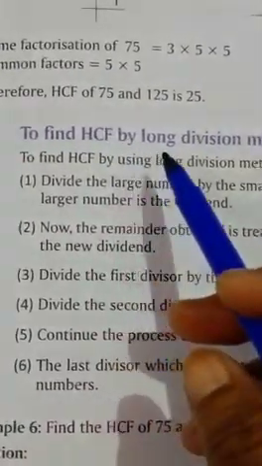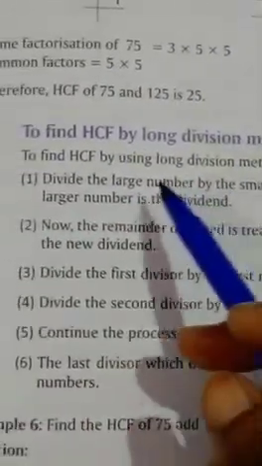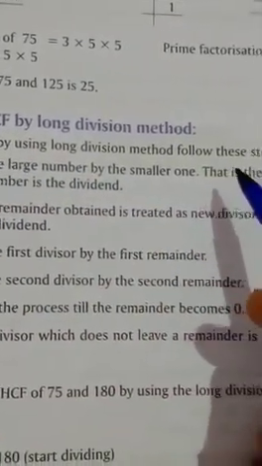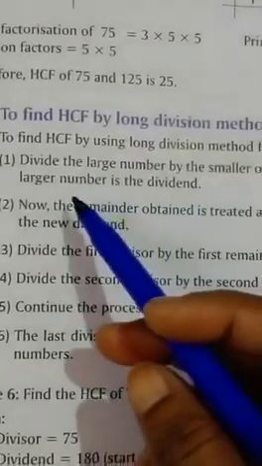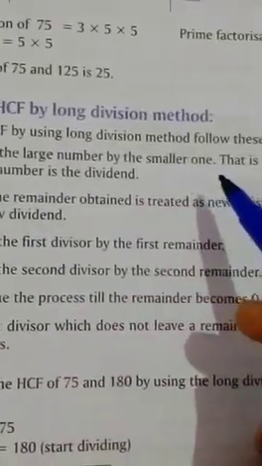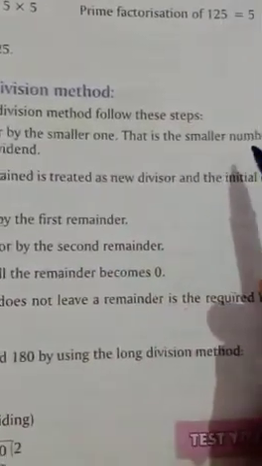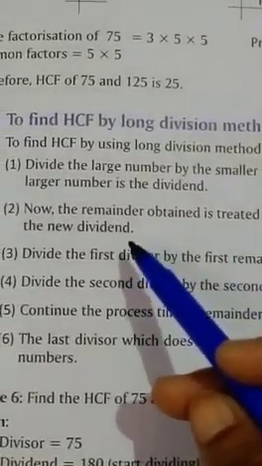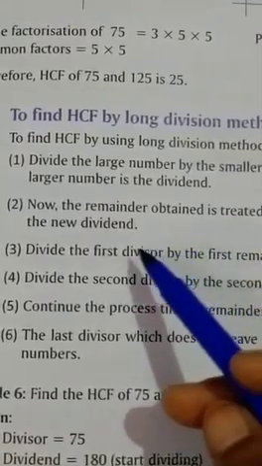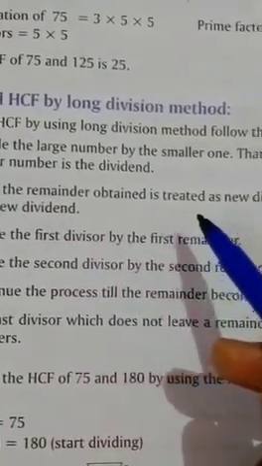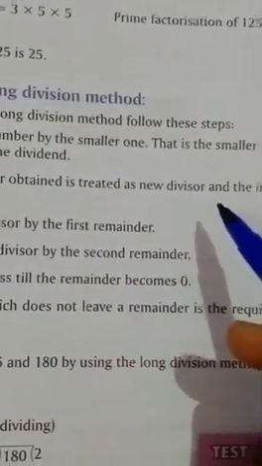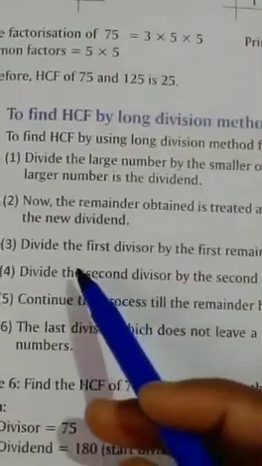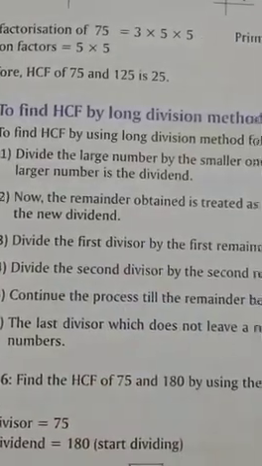To find HCF by long division method, follow these steps. Divide the larger number by the smaller one, that is, the smaller number is the divisor and the larger number is the dividend. Now, the remainder obtained is treated as a new divisor and the initial divisor becomes the new dividend.